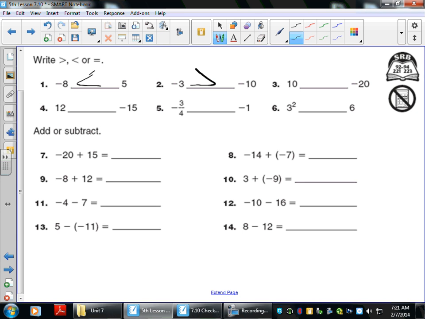Again, we have a positive and negative. The positive number should come out on top. You should have 10 is greater than -20. Number 4, same situation. 12 is larger than -4. A positive is larger than a negative number.